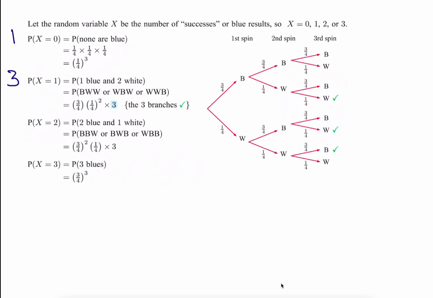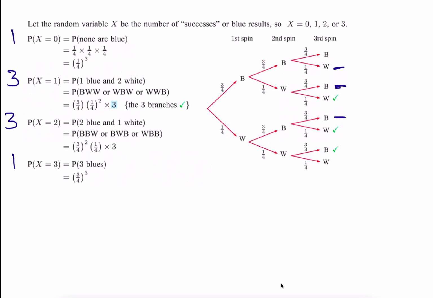Okay, the 2 blue, 1 white. So we're going to have 2 blue, 1 white is going to be this pathway here, this pathway here and this pathway here. 3 of them, and there is only one way that you can get 3 blues, following the top pathway all the way along. So 1, 3, 3, and 1.